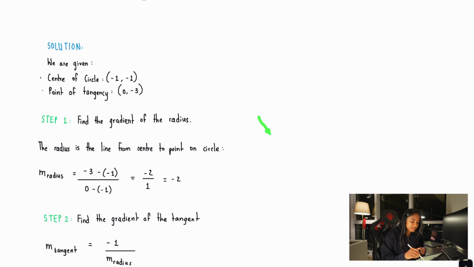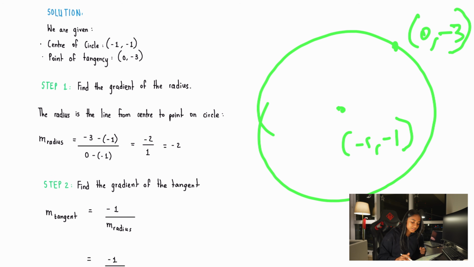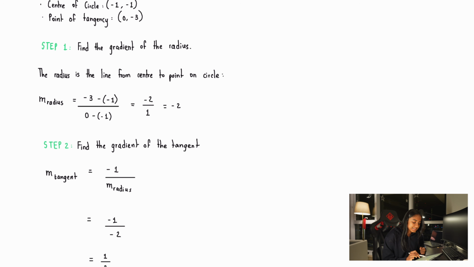So we need to understand the geometry of a circle for this. We are given the center of a circle, circle center (-1, -1). And then we're given the point of tangency to be (0, -3). The first thing that we're going to do is find the gradient of the radius, so this line. We're going to get -2 over 1 when we plug it into y2 minus y1 over x2 minus x1. We're going to get -2.